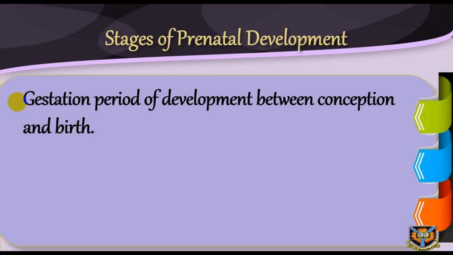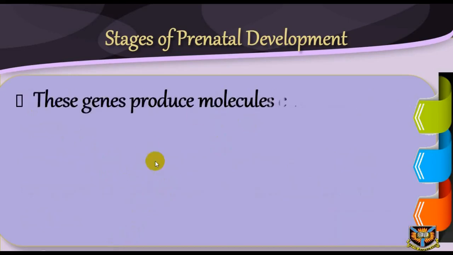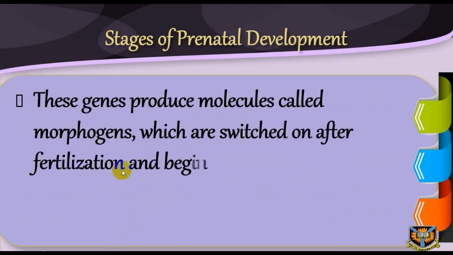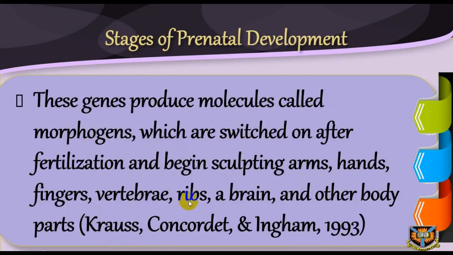What turns a fertilized ovum or zygote into a creature with a specific shape and pattern? Research suggests that an identifiable group of genes is responsible for this transformation in vertebrates, presumably including human beings. These genes produce molecules called morphogenes, which are switched on after fertilization and begin sculpting arms, hands, fingers, vertebrae, ribs, a brain, and other body parts, according to Cross, Concordet, and Ingham, 1993.